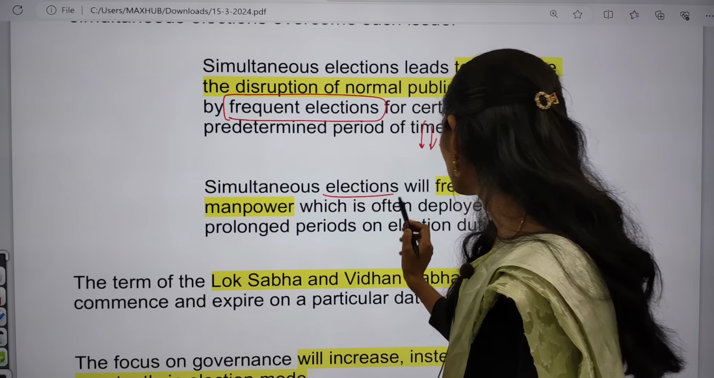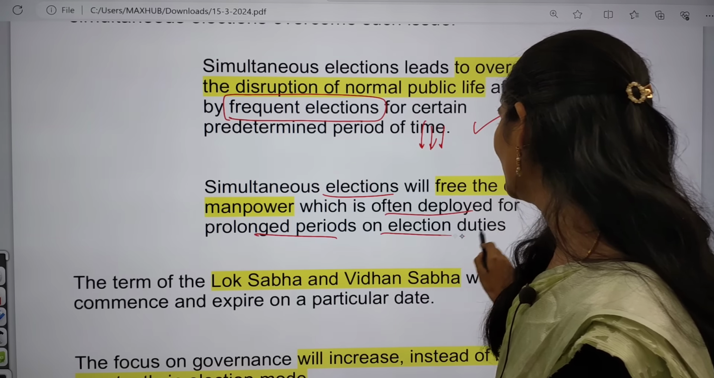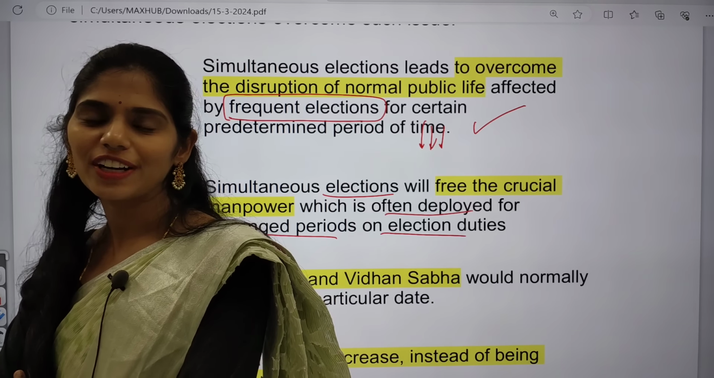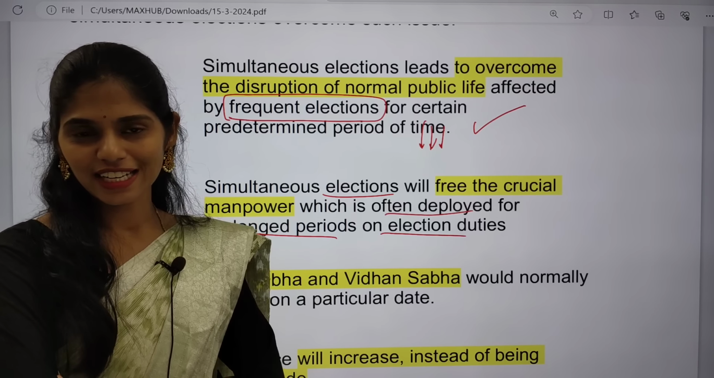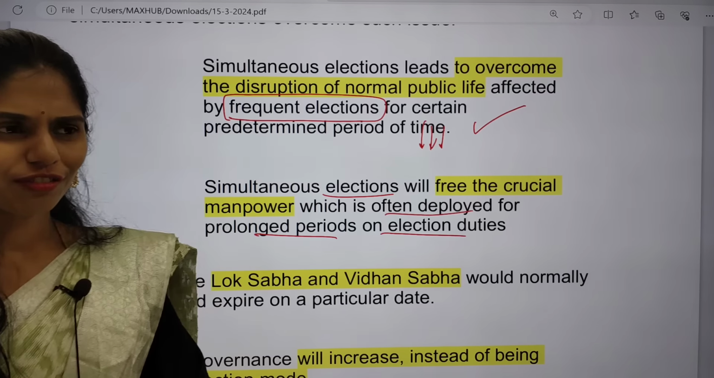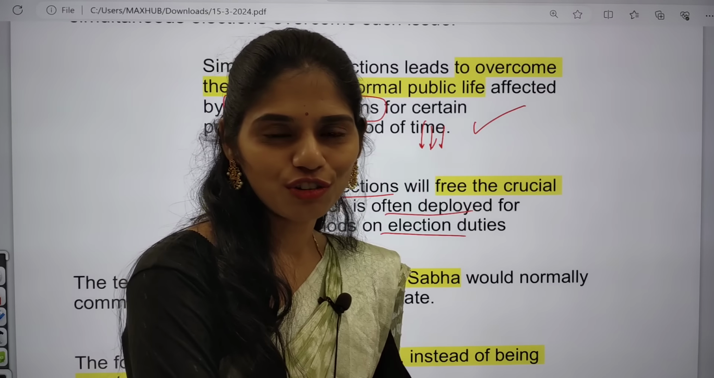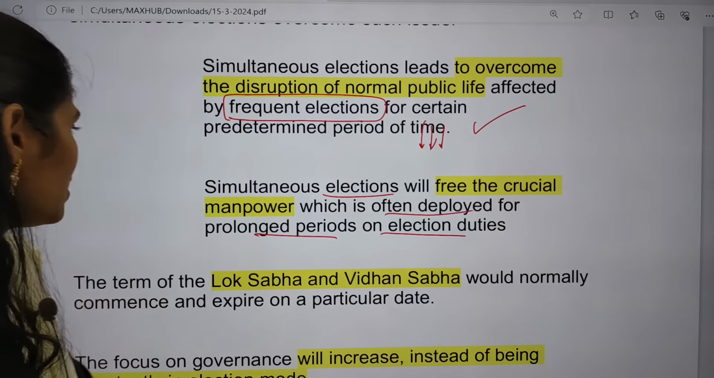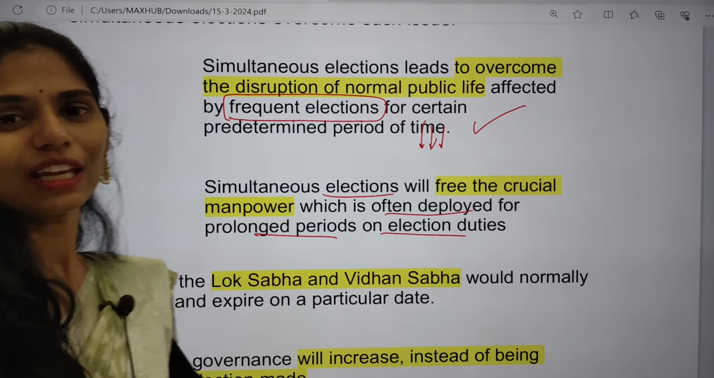And another one is that simultaneous elections will free the crucial manpower which is often deployed for prolonged periods on election duties. Have you ever observed that whenever elections are coming, police check the vehicles on roads and even at the borders of states? Of course, there will be proper checking of vehicles like cars and other motor vehicles, whenever there is a transfer of money or a movement of alcohol. Because of this, prolonged election duties will be there, and it will also be risky for the police and security forces.